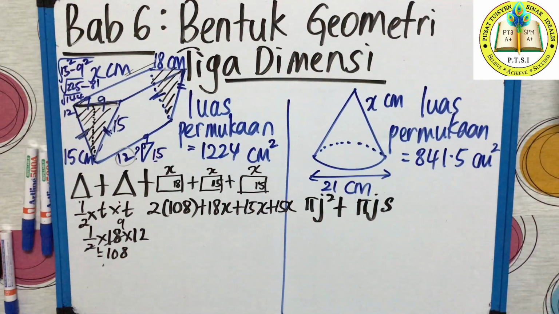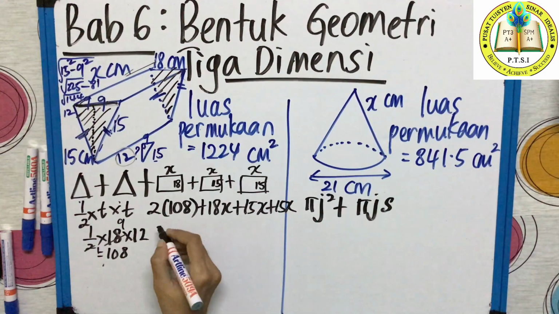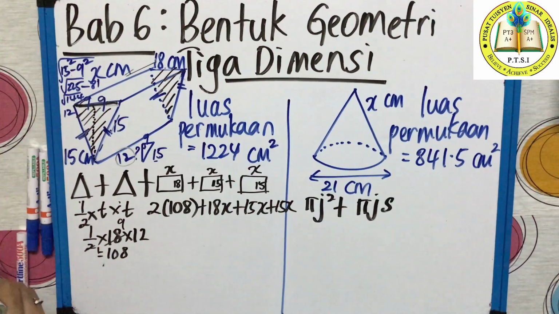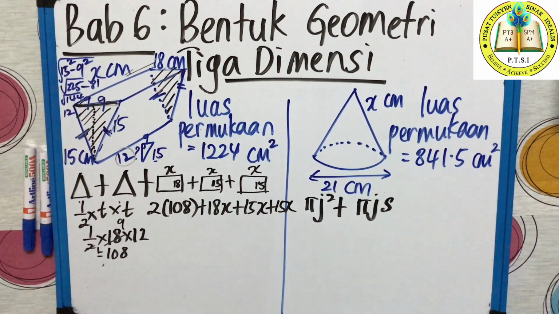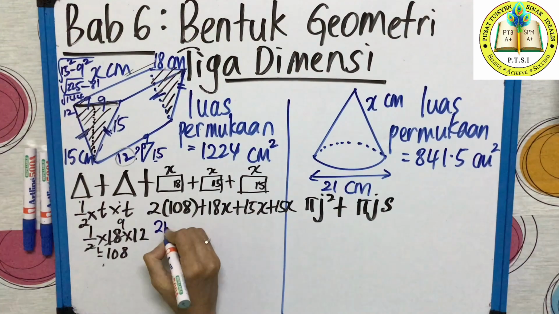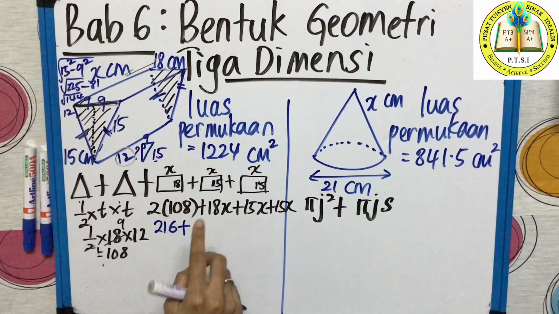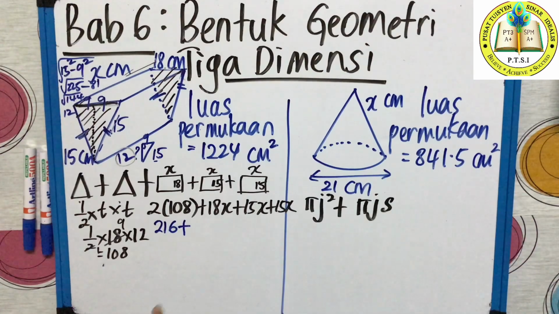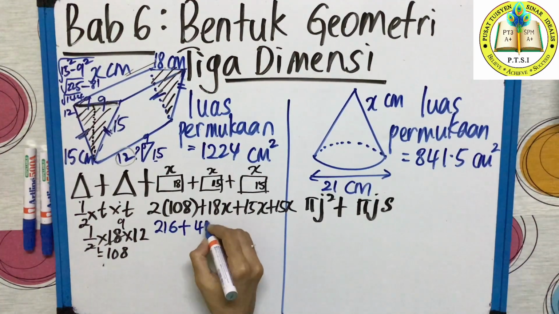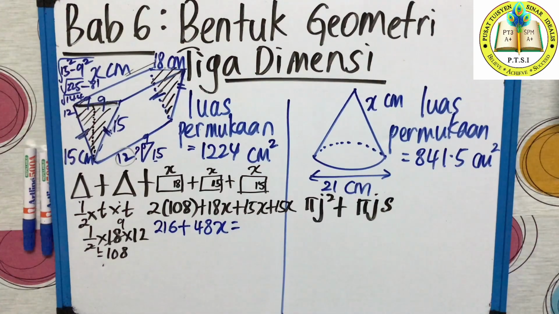2 times 108 for the 2 triangle, kamu dapat 216. Teacher use a blue marker. 216 for the 2 triangle. Plus 18x, 15x, 15x. 3 also you plus 18 plus 15 plus 15. You get 48x. Equal. How much is the luas permukaan? Total surface area, they give you already the answer.